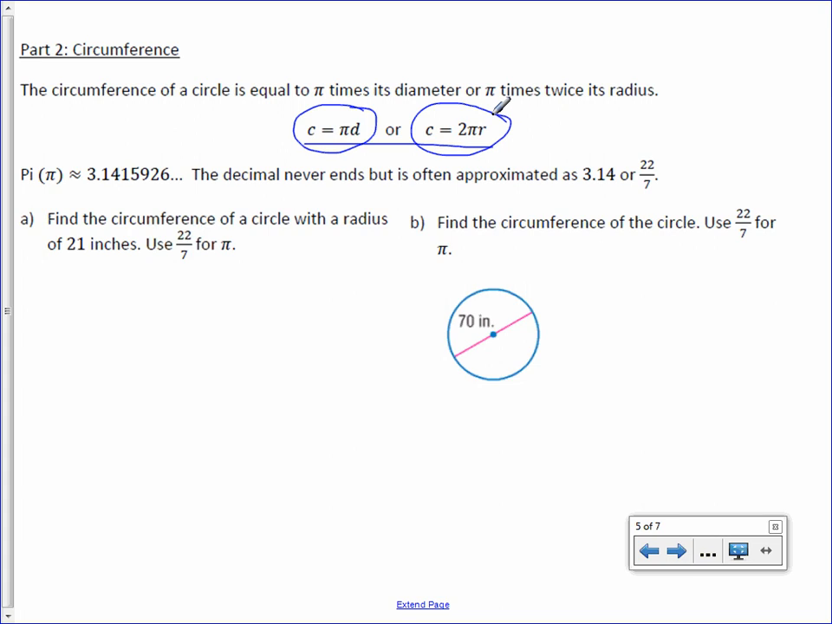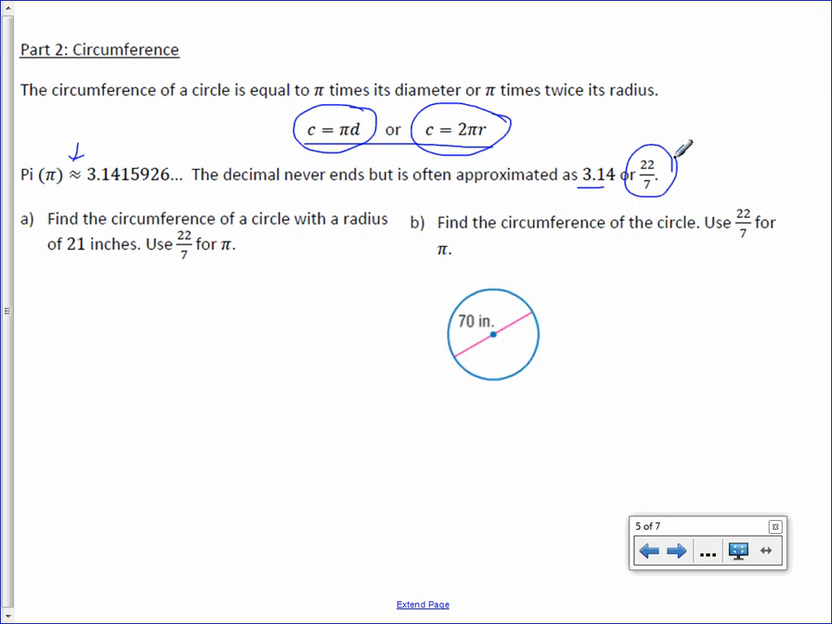Pi is approximately, and that's what that symbol means, approximately 3.1415926... The decimal never ends, but we oftentimes will approximate it as 3.14, which I know you're used to seeing, or what may be new to you, 22/7. These are just approximations. They are not exact.